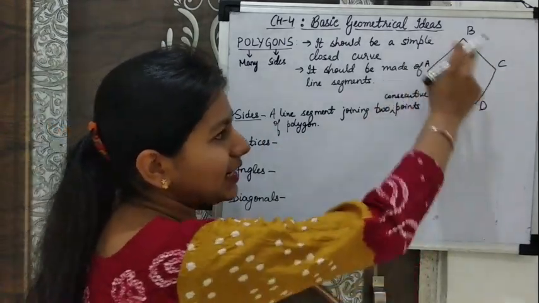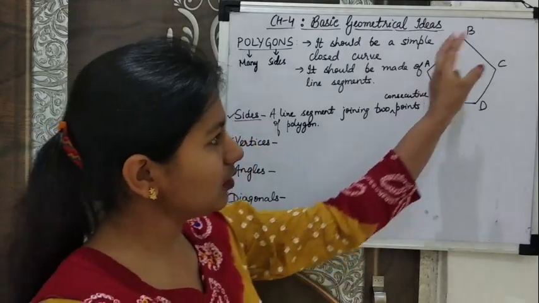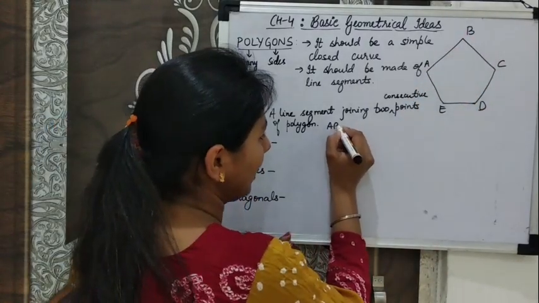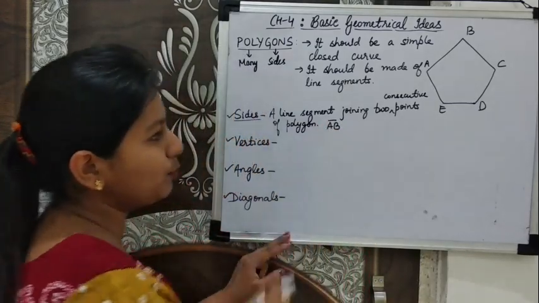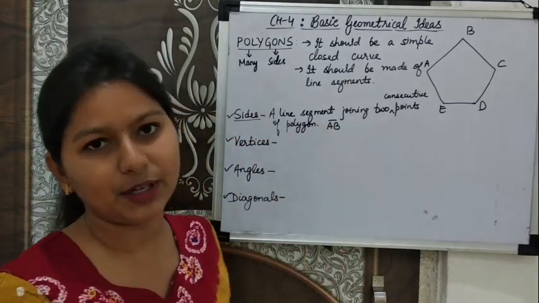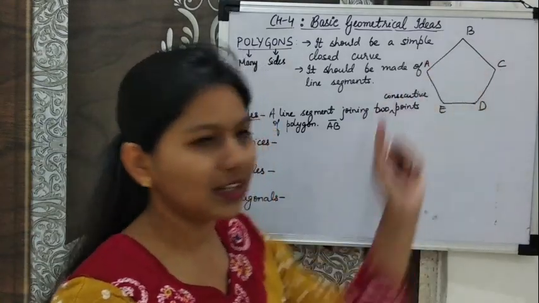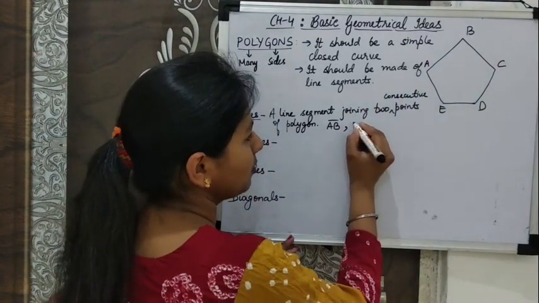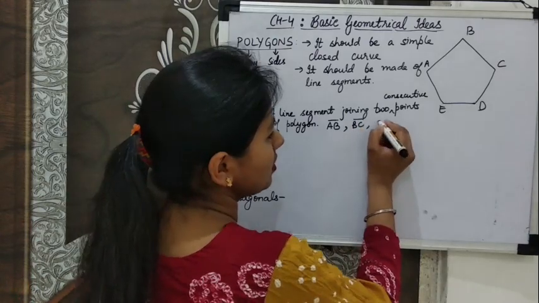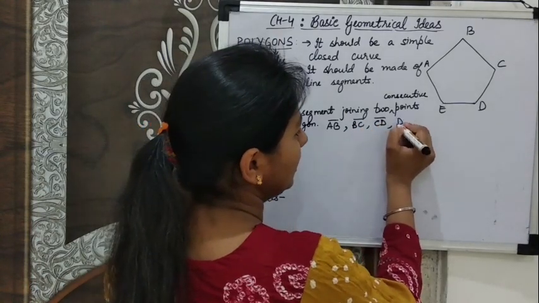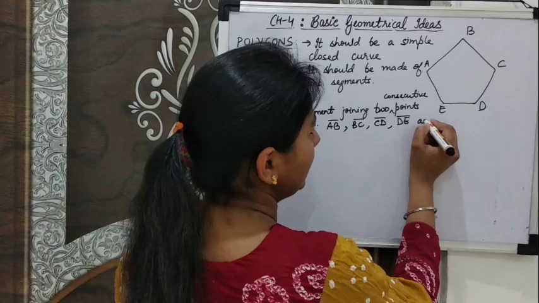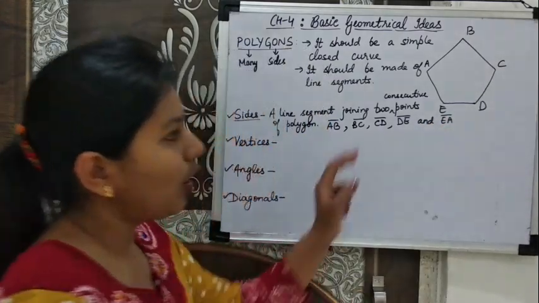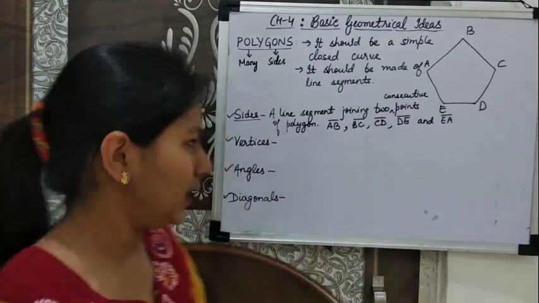Now how many sides does this polygon have? This polygon is having 5 sides. Let's name them AB, and I will put the symbol of line segment over it because all are line segments. AB, then BC, CD, DE and EA. So these are the 5 sides of the polygon ABCDE.